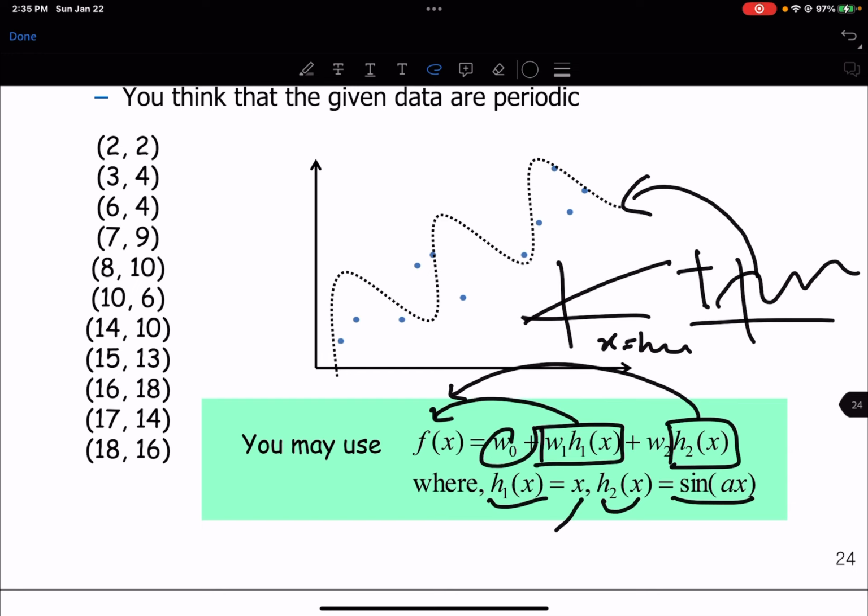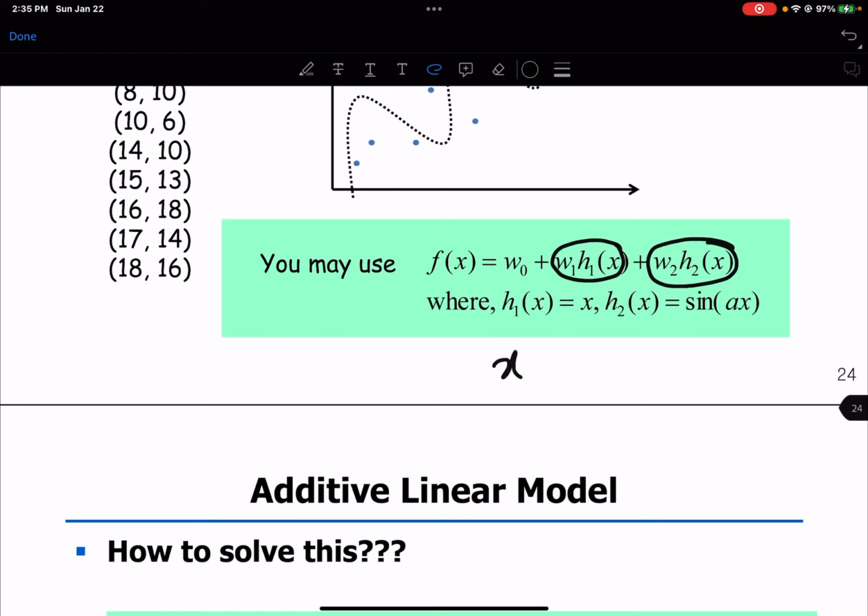In the additive linear model, in general, we are adding the functions h of x one by one, and there is no interaction between the variables x1 and x2. We assume that there is no relationship among the variables, and each of them has an independent effect on our function f of x. So this is something we have to keep in mind.